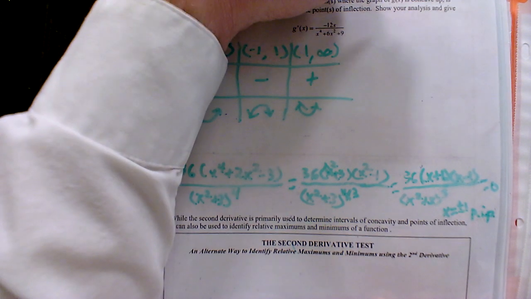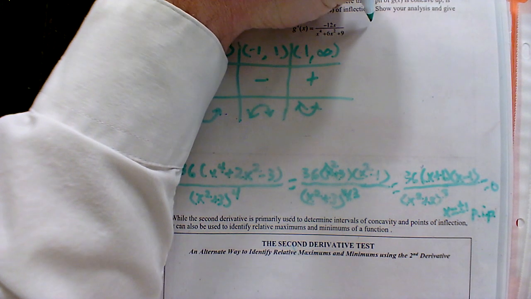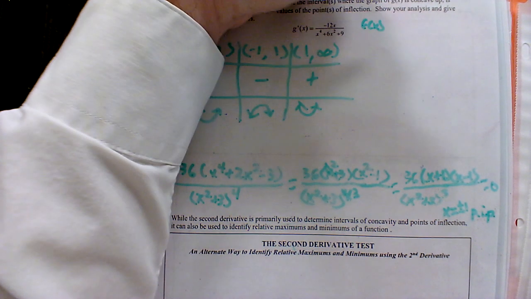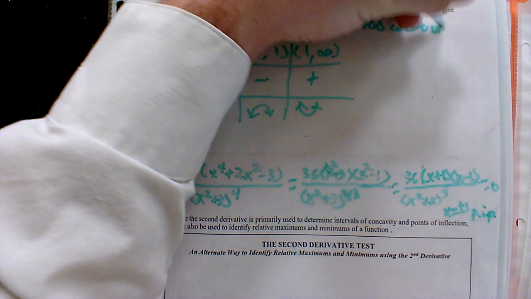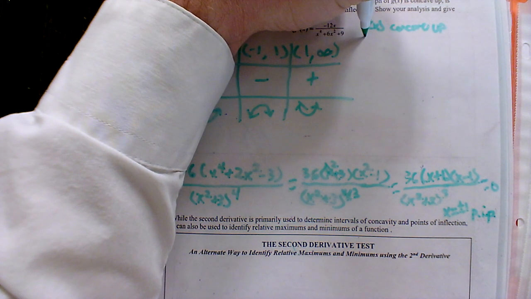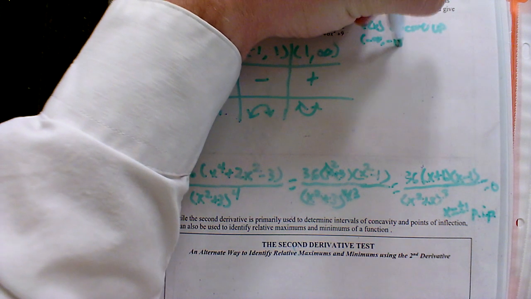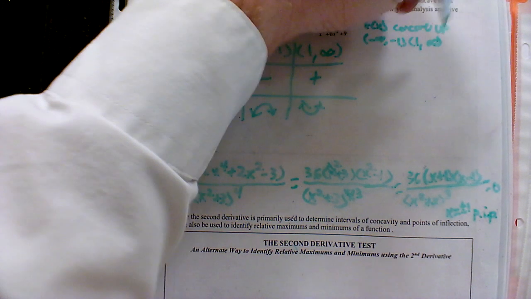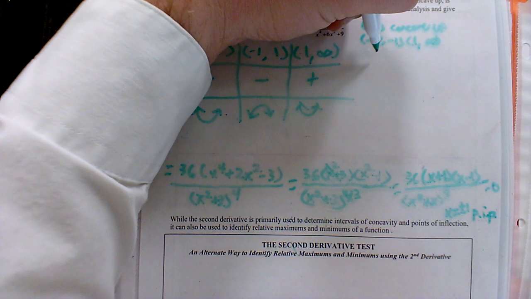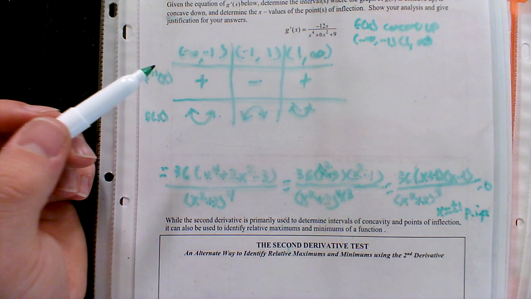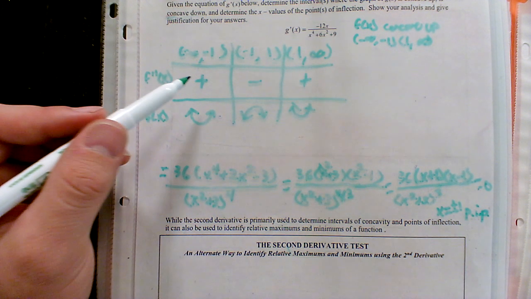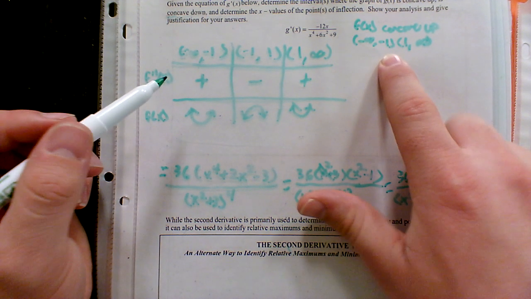So we can write a couple different conclusions here. We can say f of x is concave up on the intervals negative infinity to negative 1 and 1 to infinity. And your explanation for that, if they asked, would be because the second derivative is positive within those intervals. So that's what you checked for. So f of x was concave up on those two intervals.